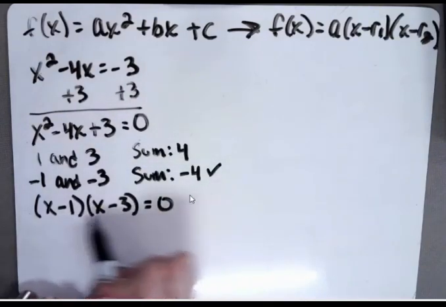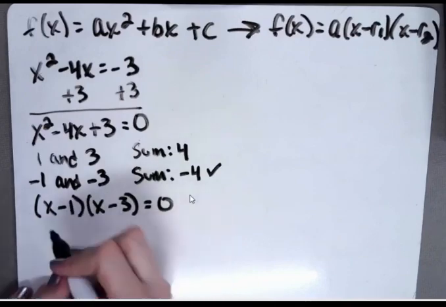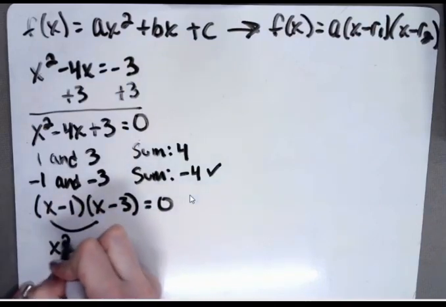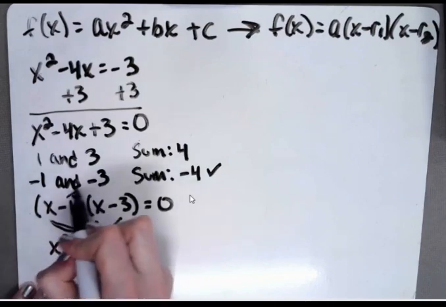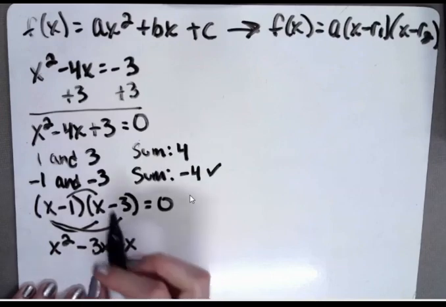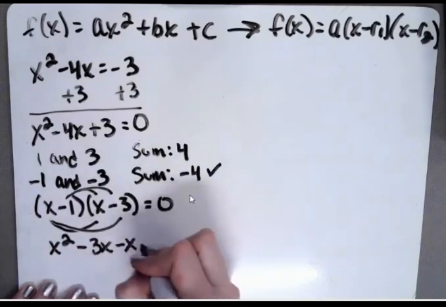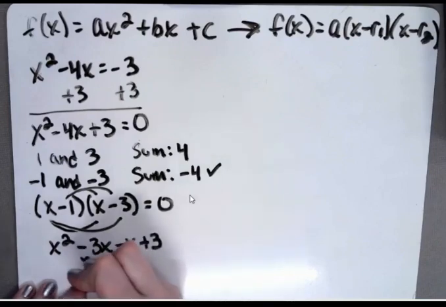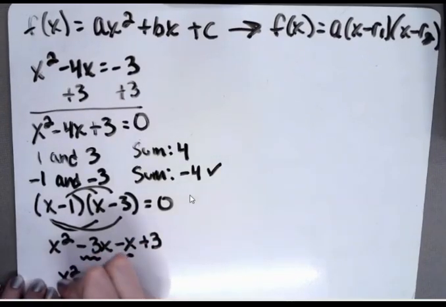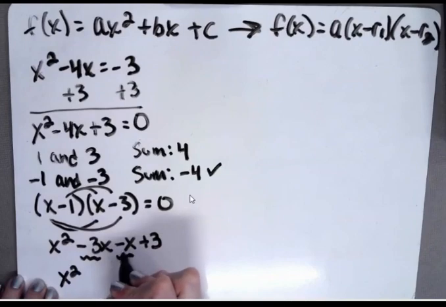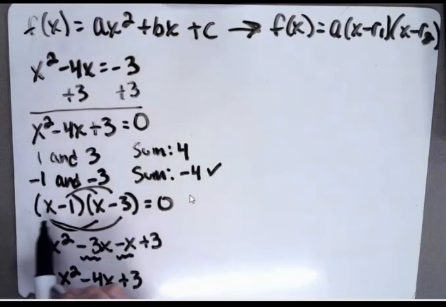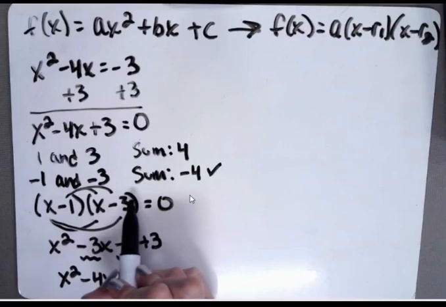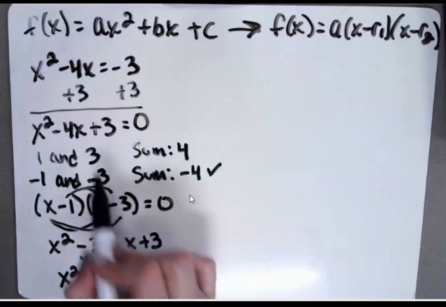You can see that if we were to multiply this back out, distribute or FOIL it, we would get x times x, which is x squared, x times negative 3, which is negative 3x, negative 1 times x, which is negative 1x, and negative 1 times negative 3, which is positive 3. Then if I combined like terms, I would get x squared, negative 3x minus another x is negative 4x, and plus 3 at the end. So I would wind up back where I started from here.